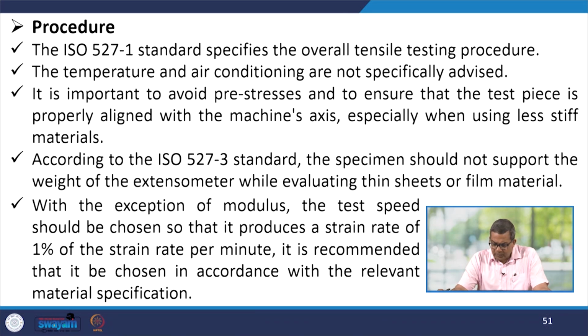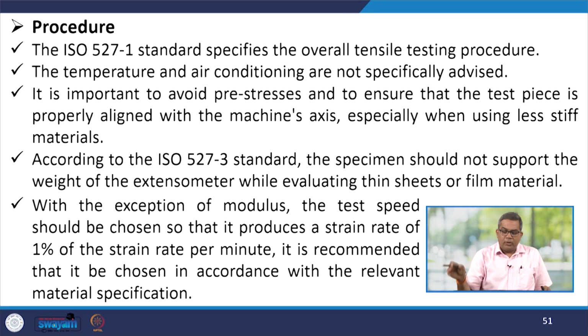Now when we talk about the procedures, the ISO 527 standards specify the overall tensile testing procedure. The temperature and air conditioning are not specifically advised, and it is important to avoid pre-stresses and to ensure that the test piece is properly aligned with the machine's axis, especially when using less stiff materials. And as per this standard, the specimen should not support the weight of the extensometer while evaluating thin sheets or film material.